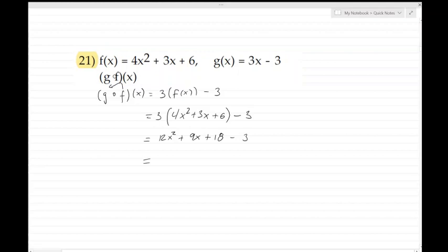So now we just combine like terms, 12x squared. The x squared doesn't have any like terms, so we just bring it down to the next step. 9x doesn't have any like terms, so we'll just bring it down. And then 18 minus 3 will be just 15. So that will be the composition g composed of f. Okay, this is the solution.